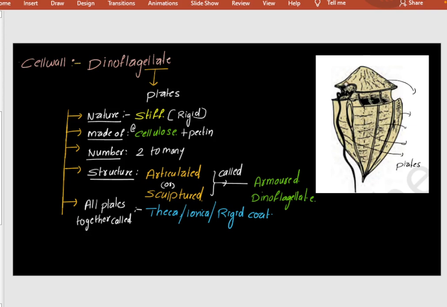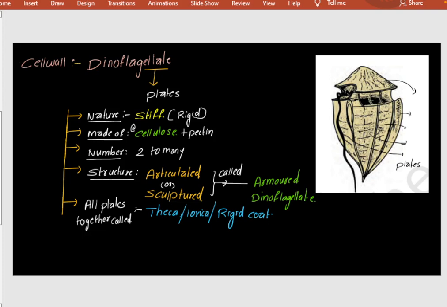On the plates, there is a design. These plates are designed. Some art is there on the plate, like pollen grain. The same thing you will see, because of sporopollenin in the outer layer of the pollen grain, the exine gets designed. A variety of patterns you will see. Like that, here also you are seeing a variety of patterns. So it is called articulated or sculptured. Hence dinoflagellates are called armored dinoflagellates, meaning the cell wall is designed.